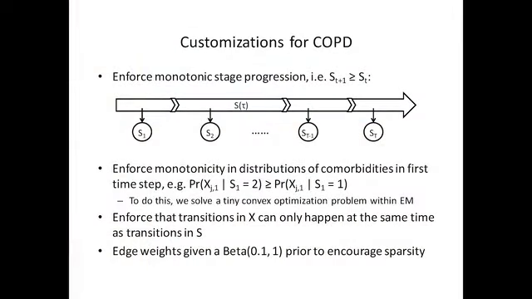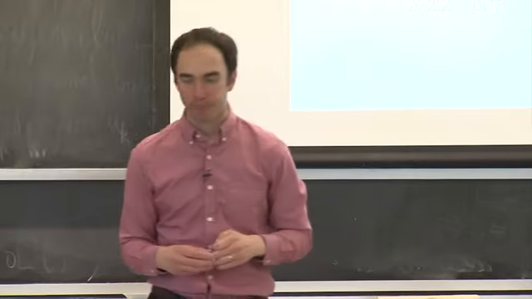And finally, we regularized the learning problem by asking that the graph involving the conditions, the comorbidities, and the diagnosis codes be sparse by putting a beta prior on those edge weights. So here's what one learned.